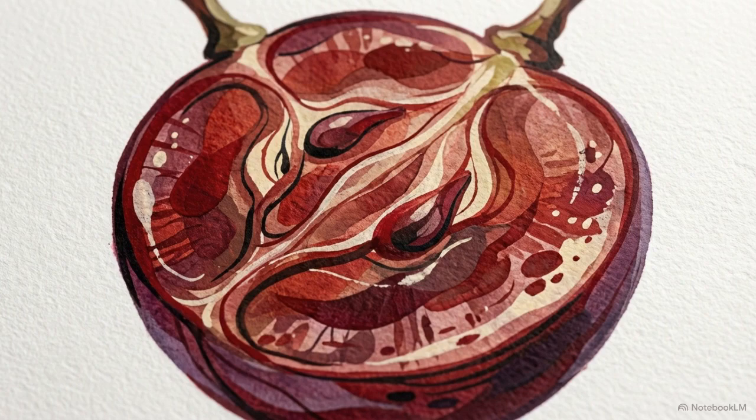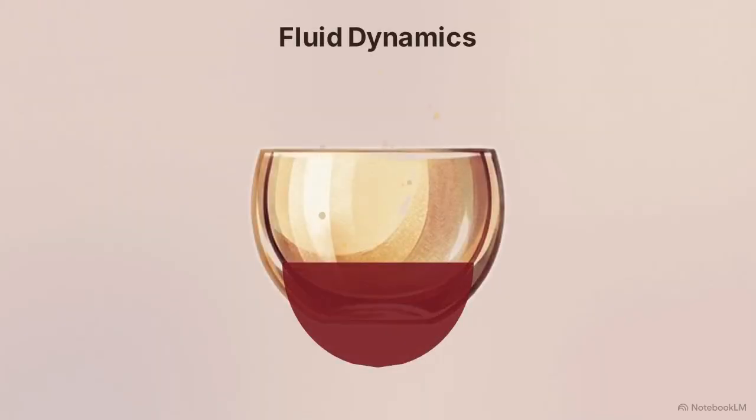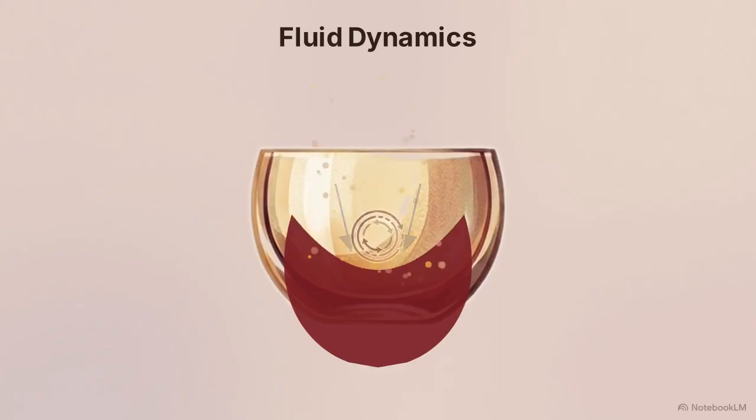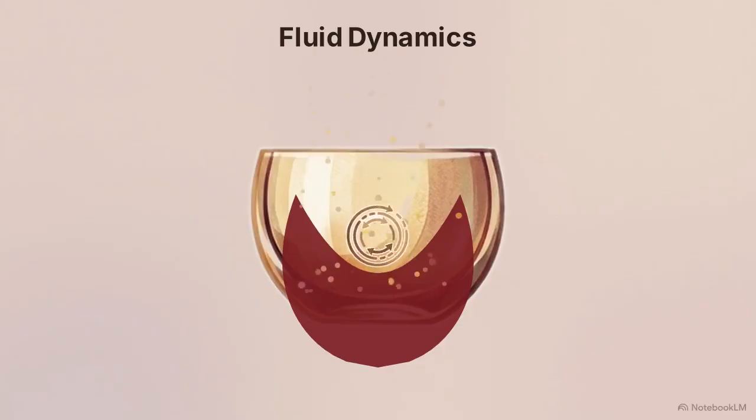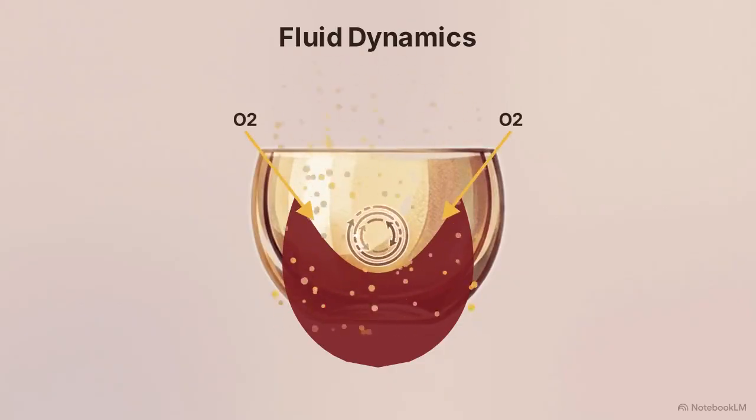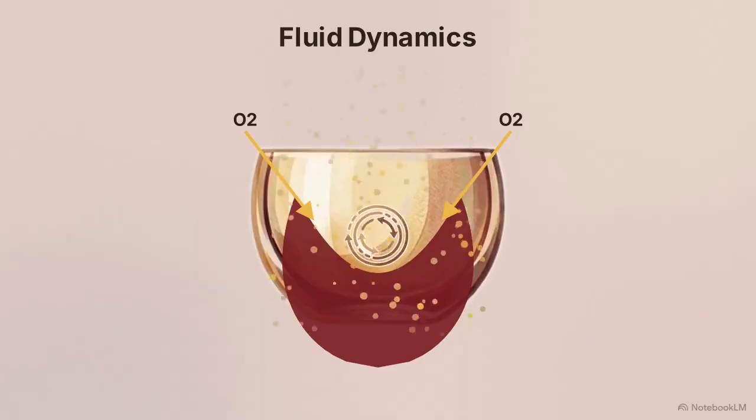The second major chemical reaction triggered by moving wine is volatilization. This schematic illustrates fluid dynamics. As oxygen hits the liquid's surface, aromatic compounds evaporate and lift. Aggressively swirling the glass accelerates this evaporation. By constantly coating the interior walls, you drastically increase the exposed surface area.